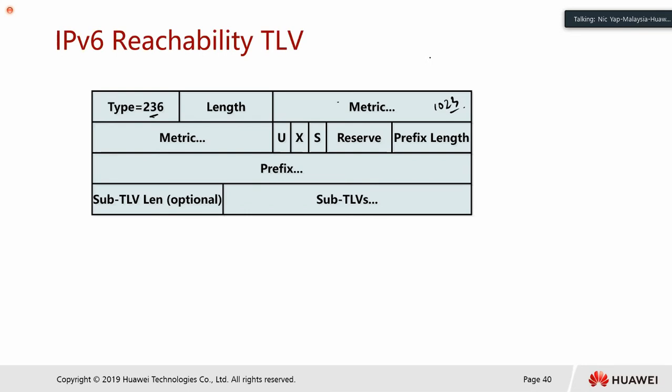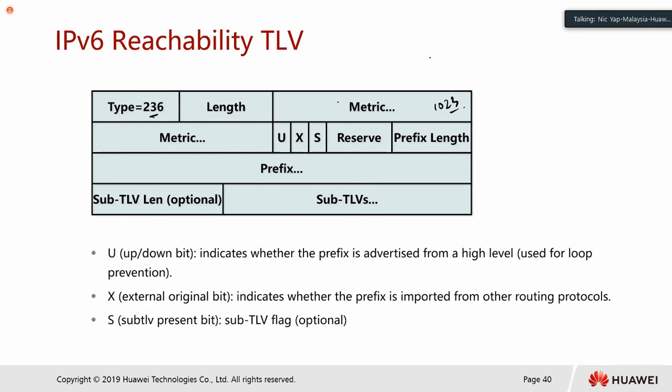All right. So from here, they also have three more values: U, X, and S. The U-bit indicates whether the prefix is advertised from the higher level, used for loop prevention. So to make sure where they are coming from, up level or down level. If from up level, you can only send to the down levels. It means they try to prevent loops, so whichever I receive, I will not send back to that location. And by using this up and down, I can also build my IS-IS topology, to know who is sending this information to me.